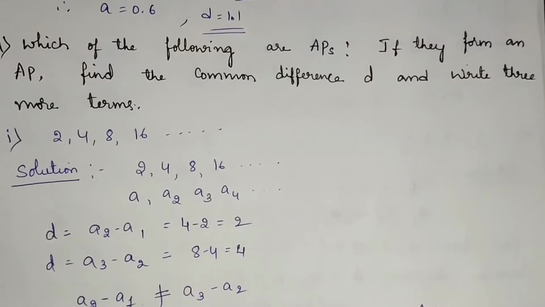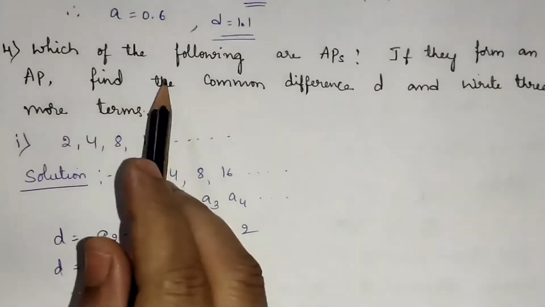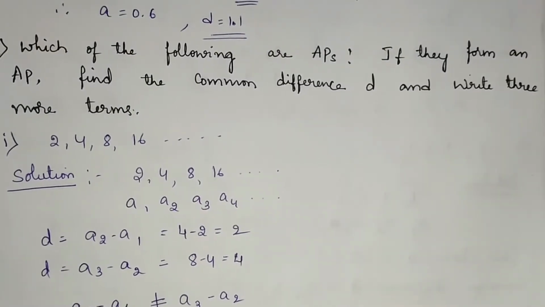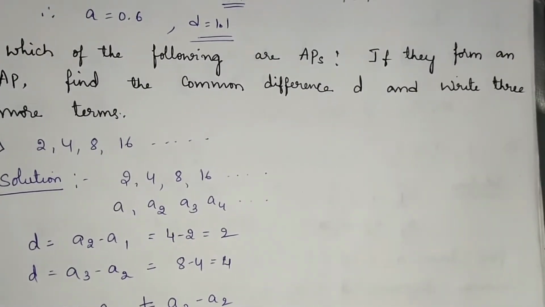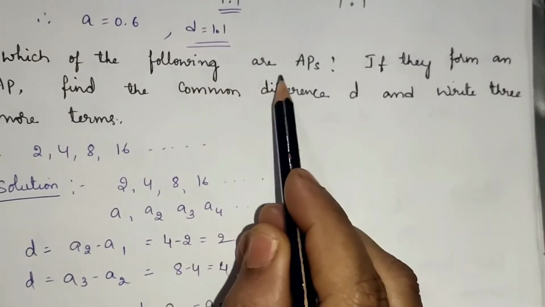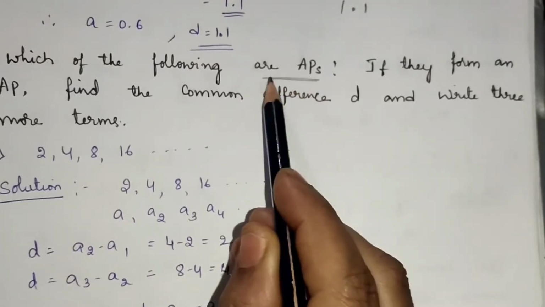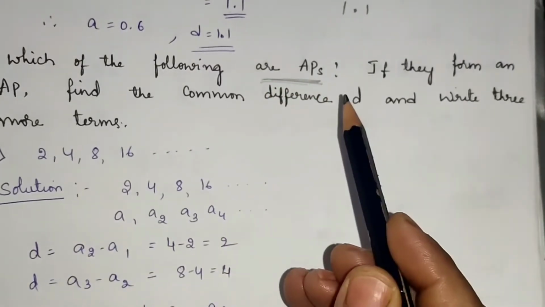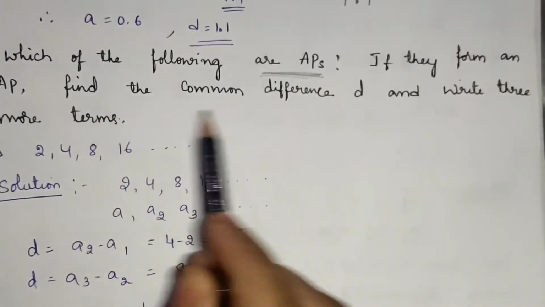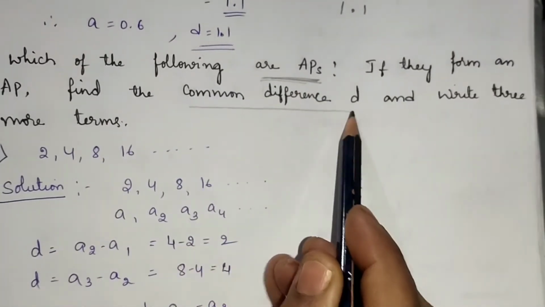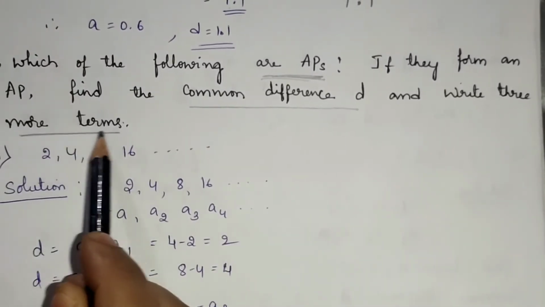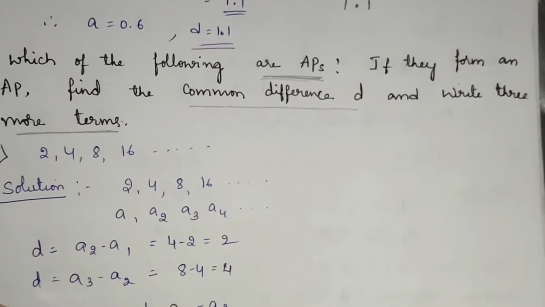Next main, that is question number 4. Which of the following are AP? If they form AP, find the common difference and write 3 more terms. Here, first you have to find out whether the given numbers are in AP. This is the first segment of the problem. Suppose the pattern is in AP, then you have to find out the common difference, and in the next segment you have to write 3 more numbers in that pattern. Let us solve the problem.